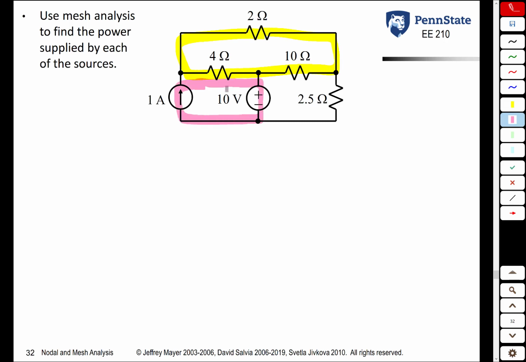We have a mesh here, and we have a mesh here. Three meshes. Then you look at every mesh and you determine whether you know the current through it. If you know the current, you write it down. If you don't know the current, you assign a variable.